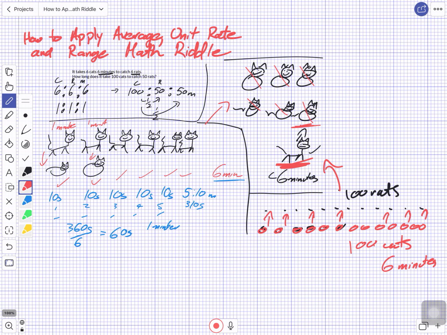You see that it's not an average thing. It's actually the concept of how slow the slowest cat is. And if the slowest cat takes 6 minutes, it only takes 6 minutes because we're on a 1-to-1 ratio.